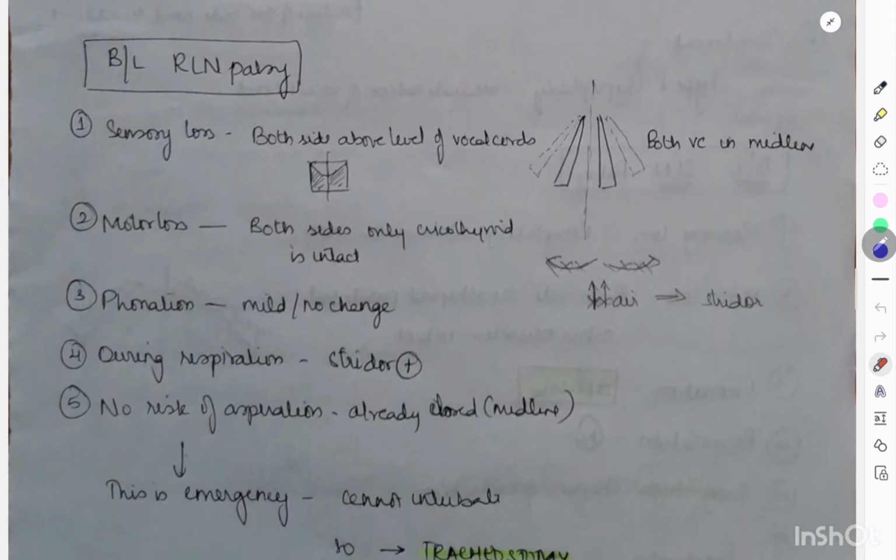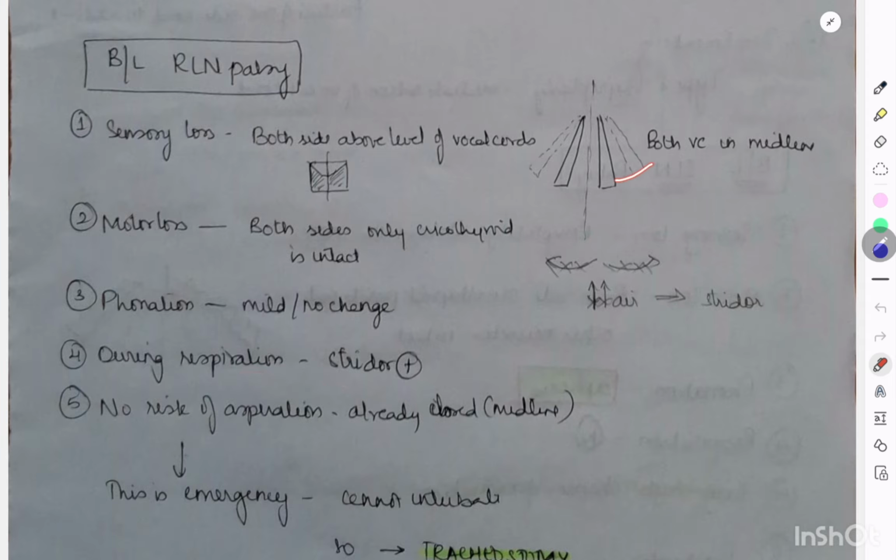Coming to bilateral recurrent laryngeal nerve palsy. Below the vocal cord, both sides will have sensory loss, because it supplies the part below the vocal cords. Coming to the motor loss, on both sides only cricothyroid is working. Since only cricothyroid is working, the cords will go to the midline. The tensor is normal and it is going to the midline, so there is no problem in phonation, because for phonation there should be adduction. But during respiration you will see stridor.